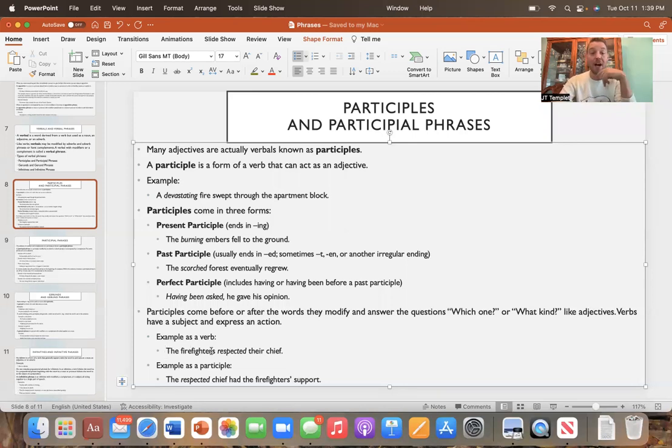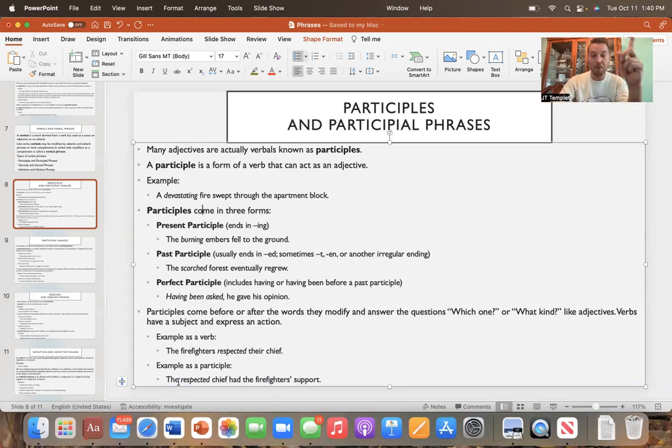As a verb, the firefighters respected their chief. Here, we have the subject, right? Firefighters are doing something. What are they doing? They're respecting. We have an object. What are they respecting? The chief.